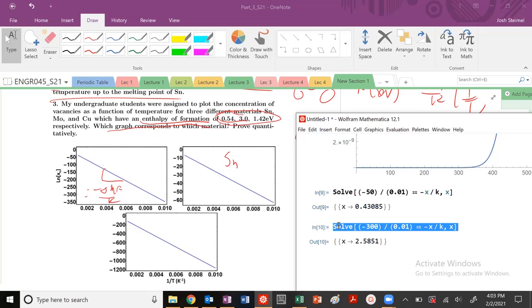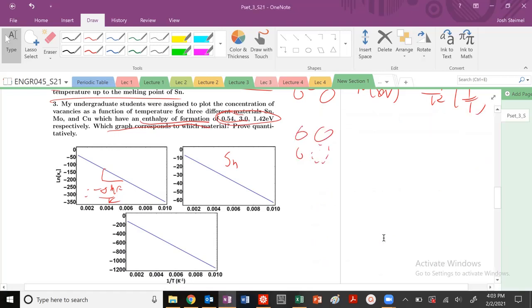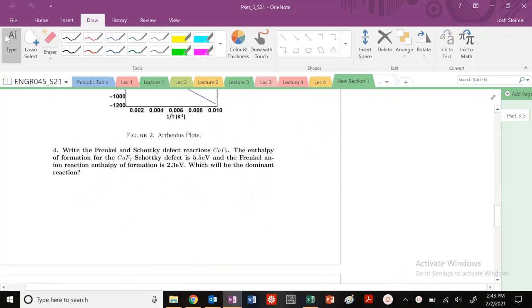And then finally, let's get the last one. This is basically minus 1,000. That's not going to cut it. So really, this is the only material I'm pretty confident about. This could possibly be copper, but again, I'm not too certain about that. So I gave you a tricky one here. None of these make sense except for Sn. So now let's get to the next problem.